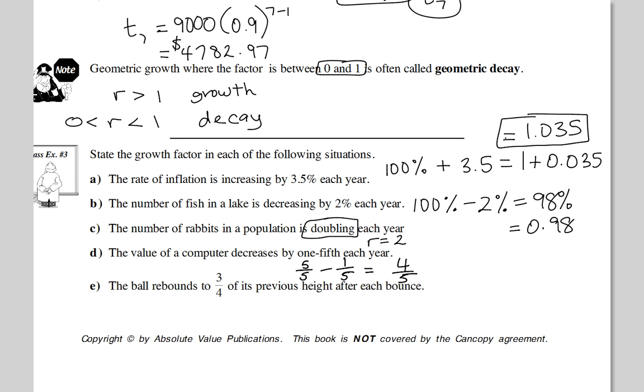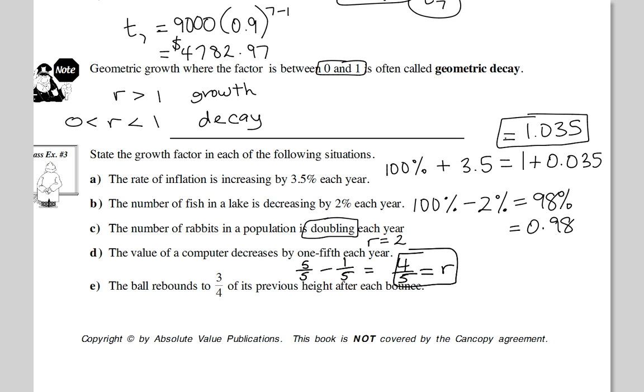So that's one way you could have your R value expressed. You can see here 4/5 is less than 1, so you would decrease. You would decay, just like it says up by the stop note.